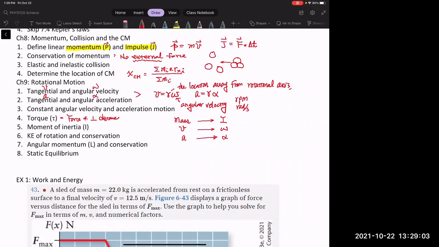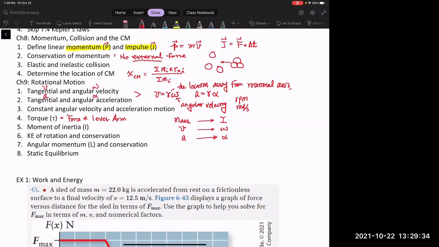So the torque is actually the force times the perpendicular distance. That is what we call the lever arm. So you've got to be careful. The force has to be the force that is perpendicular to the lever arm. Okay, the force should be perpendicular to the lever arm. Then you can find the torque.